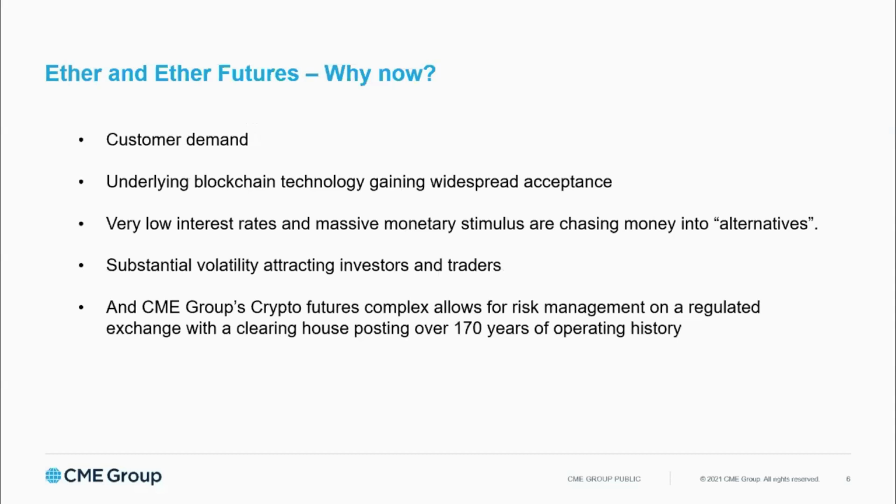We launched a standard Ether contract in early last year, and we'll go over the timeline of our crypto complex. But we launched a standard Ether contract that was relatively large at the time. It consists of 50 Ether, and at the time that we launched it, Ether was trading, I think, under $1,000. So as Ether's price appreciated, customers came to us, especially the active individual trading customers, and said that standard contract is getting too large for us to trade.